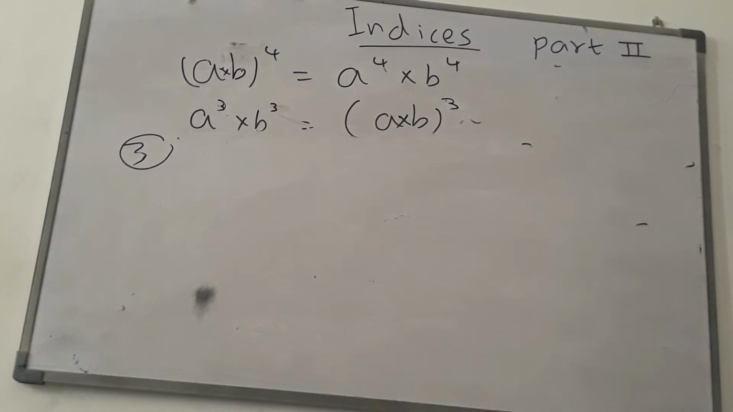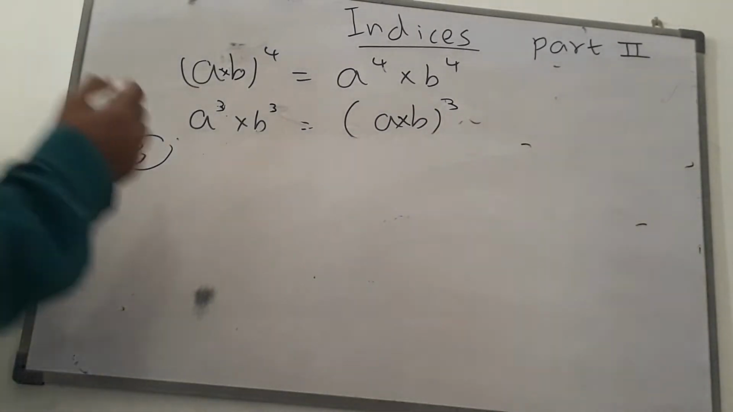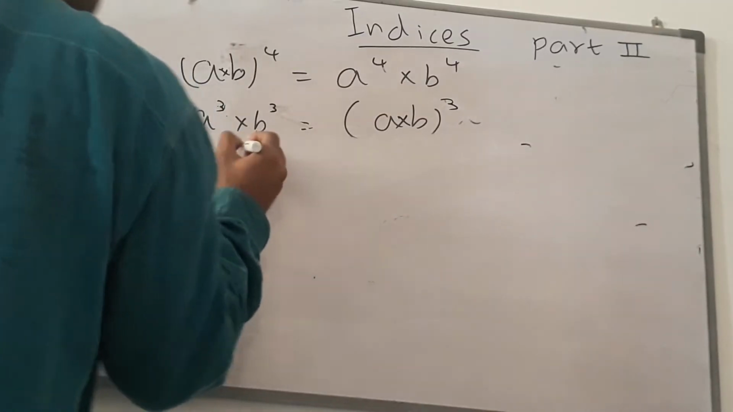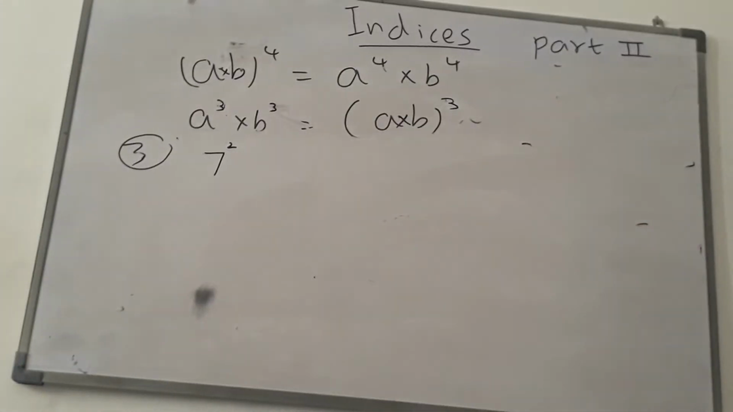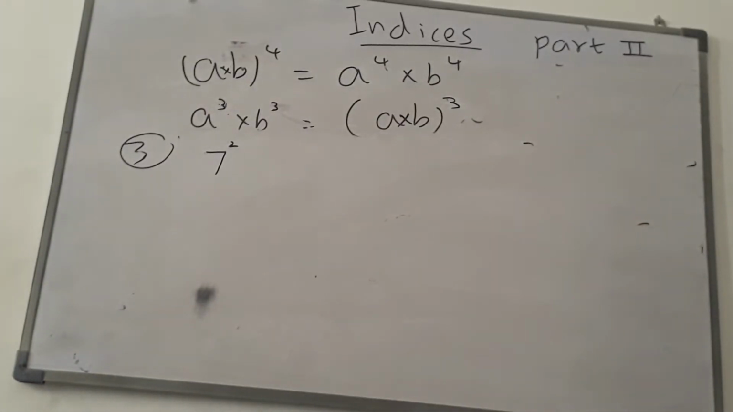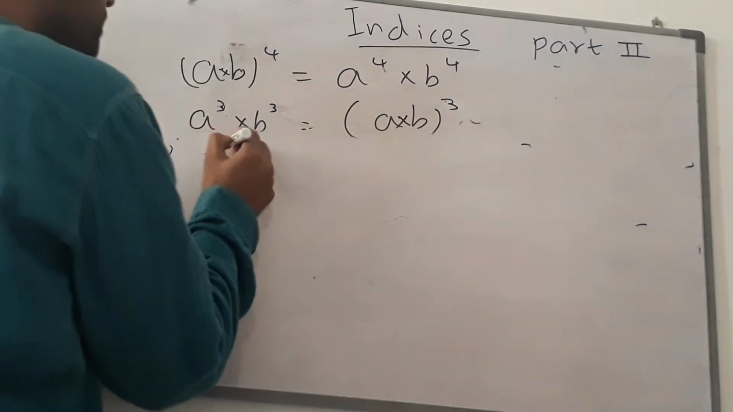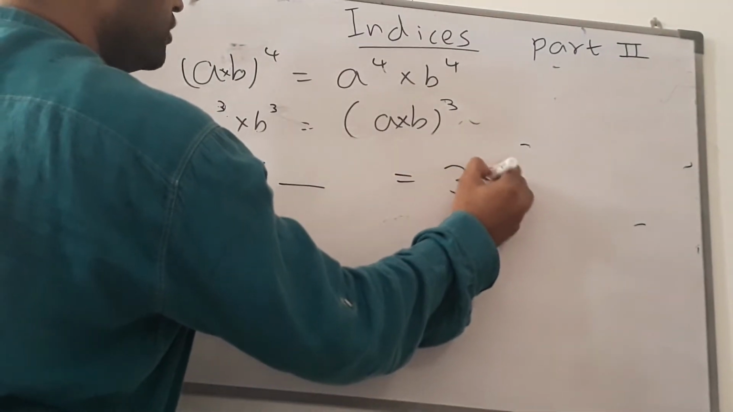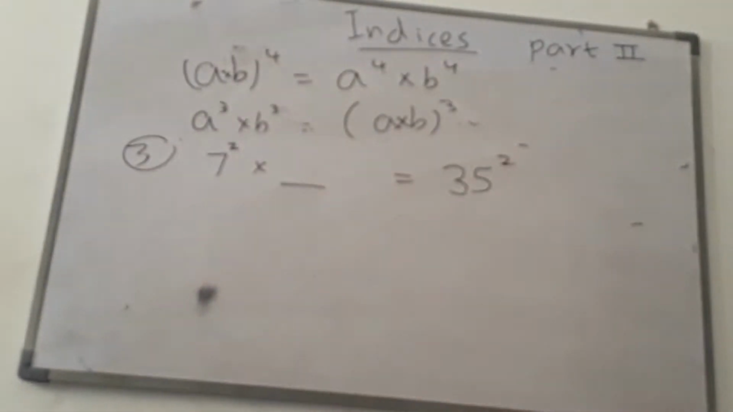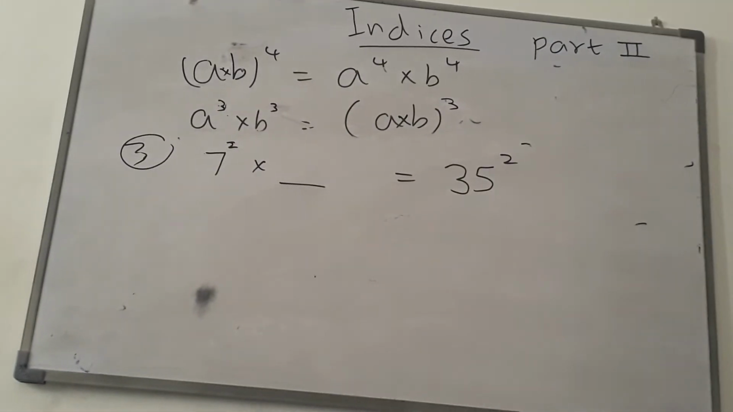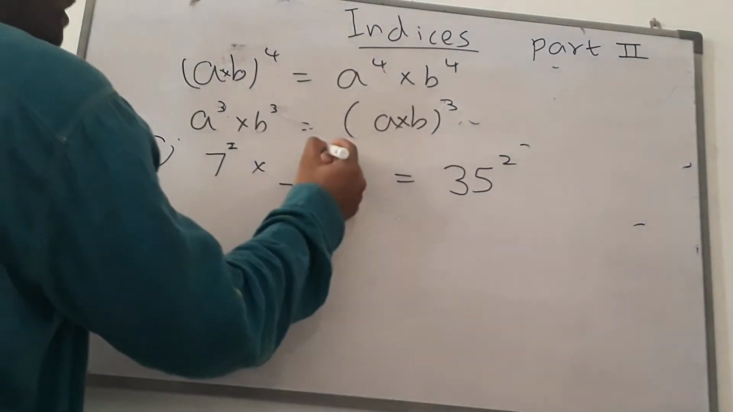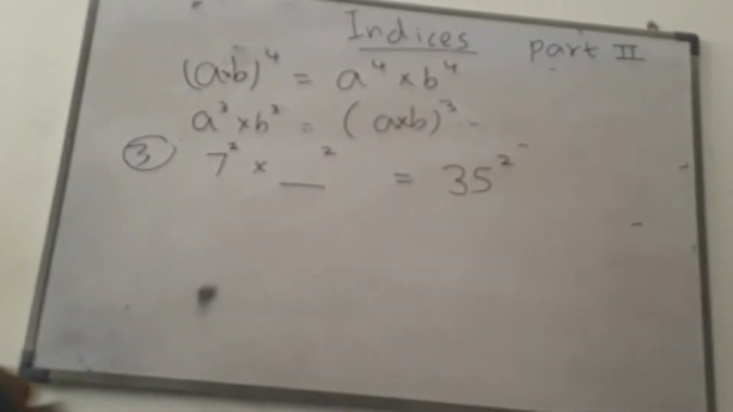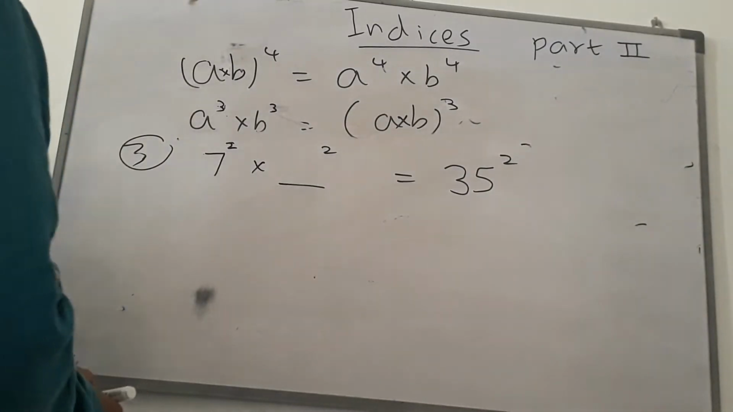Third question, third part. 7 to the power 2 times blank equals 35 to the power 2. Okay, 7 to the power 2 times some blank to the power 2 is equal to 35 to the power 2.